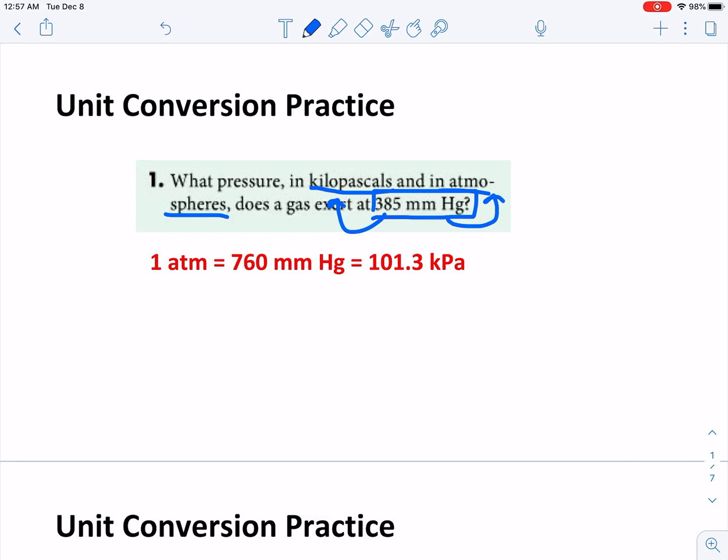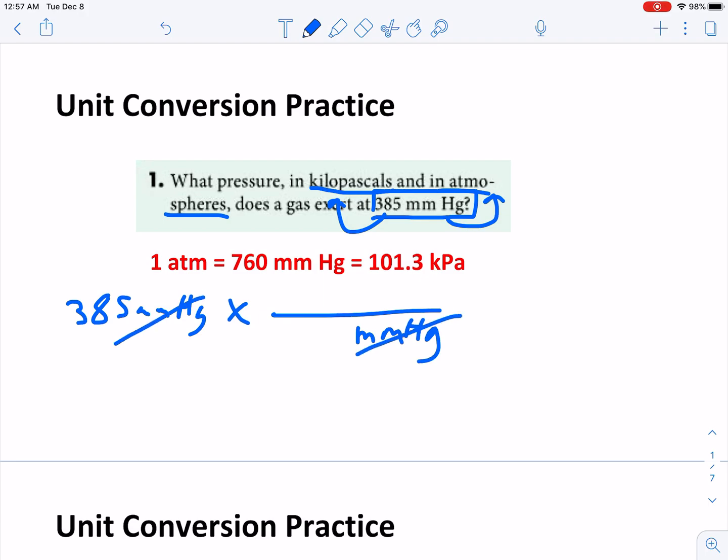So as always, start off with the unit you've got, which is 385 millimeters of mercury. We're going to multiply that by a fraction. This is our conversion ratio. You always put the same unit that you want to convert on the bottom, because we want those to cancel each other out. And we want the unit on top that we want. Again, I said I was going to do kilopascals as an example, so I'm going to put kPa on the top. And I know then my answer is going to be in kilopascals.